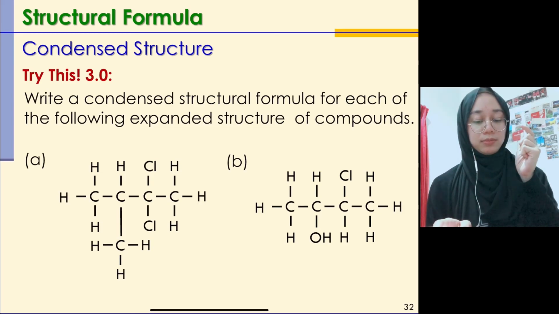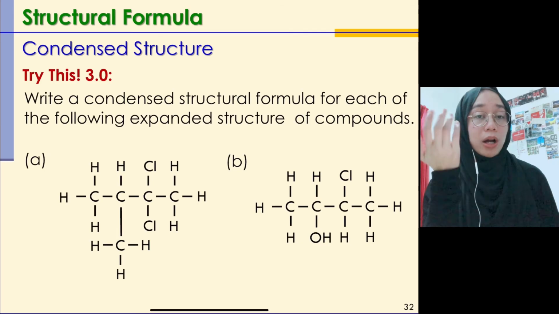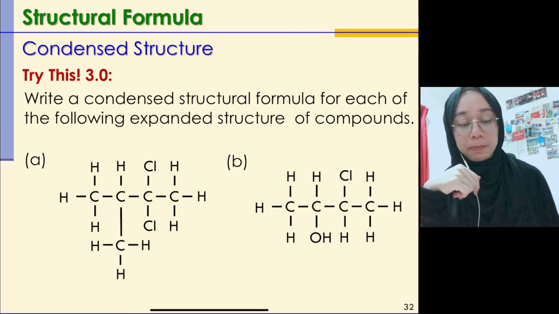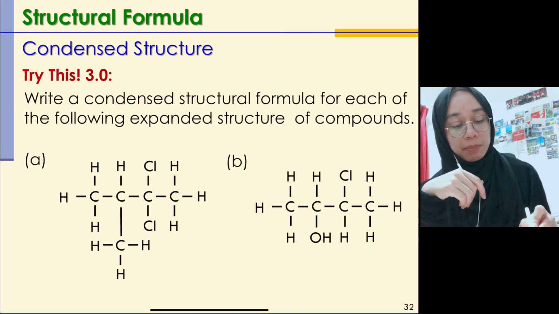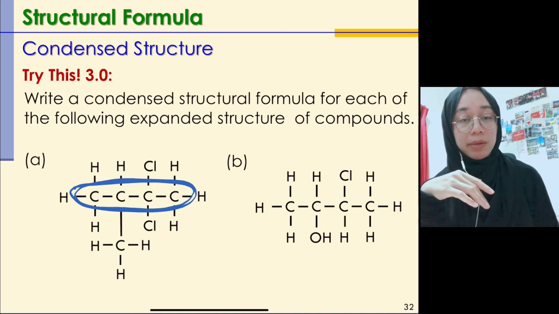Okay, so now you can try this. Okay, so Miss just tolong kamu, just untuk memudahkan kamu lah. Okay, jadi ini adalah the parent chain. Jadi kan 4 carbon kat sini sebagai parent chain. Meanwhile, benda-benda lain adalah sebagai side chain dia.